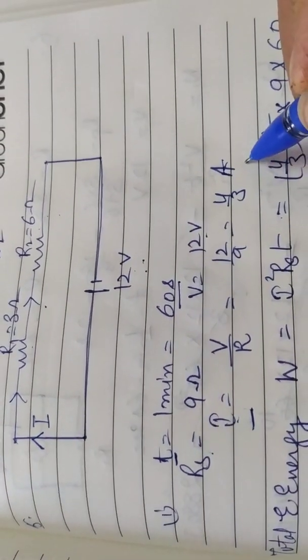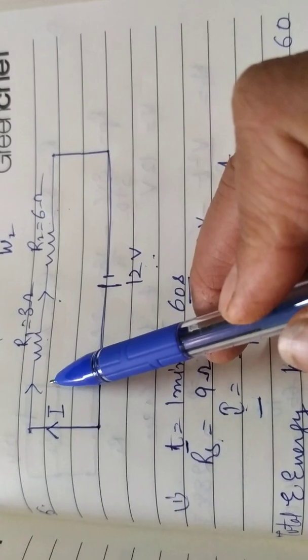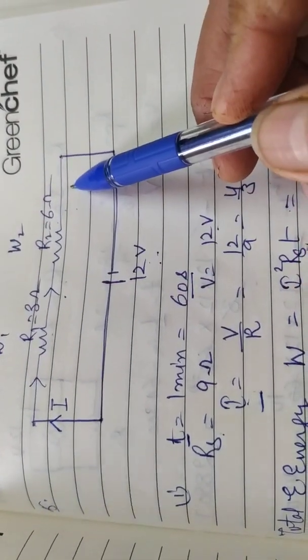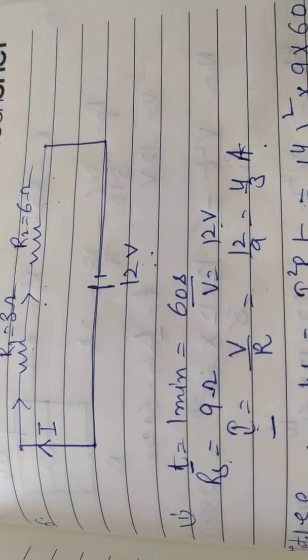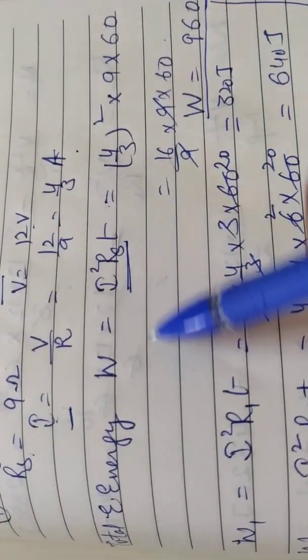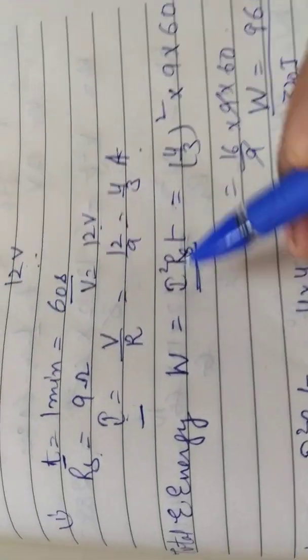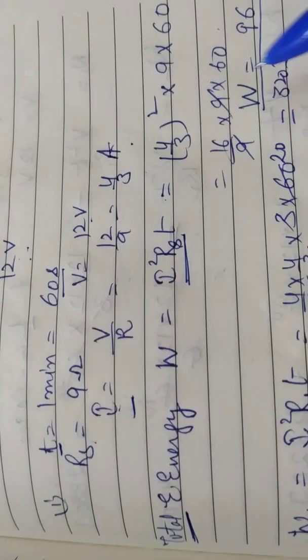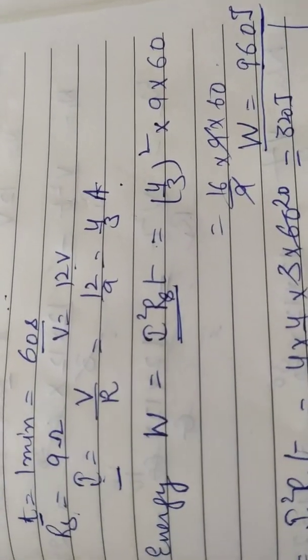That I have calculated. So I will prefer this formula only. Otherwise I have to calculate individual voltages of both the resistors. That will increase the length of the answer and it will consume more time also. So I'll prefer this I square RT. Now I square RT here gives us total energy. Total energy comes out 960. That was the second part of the question.